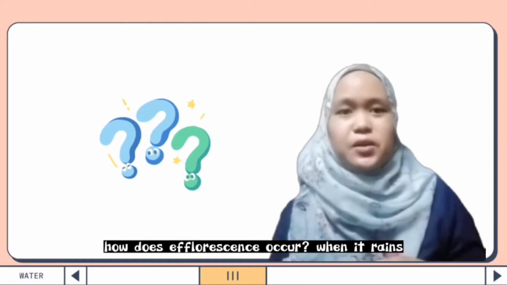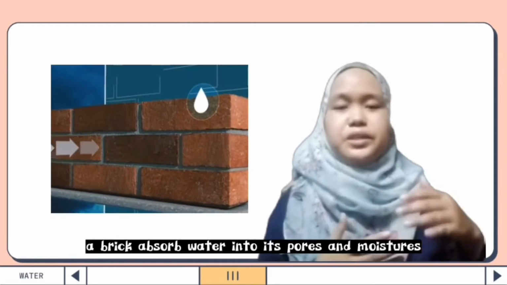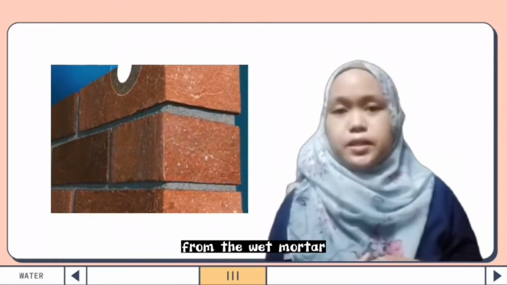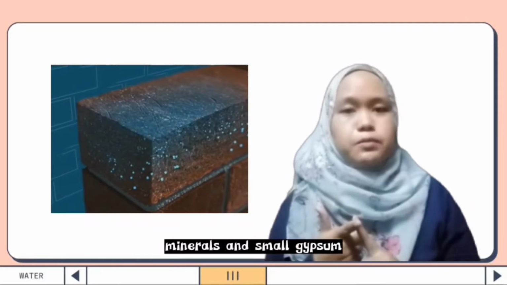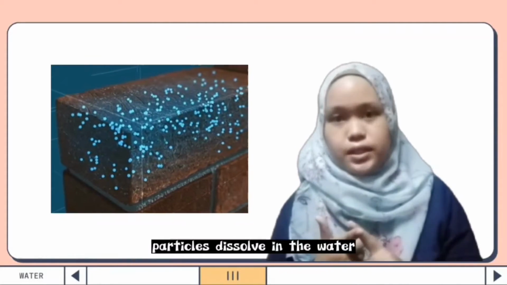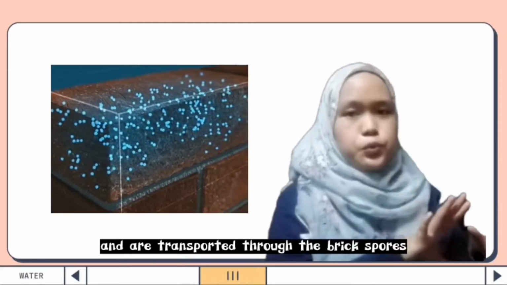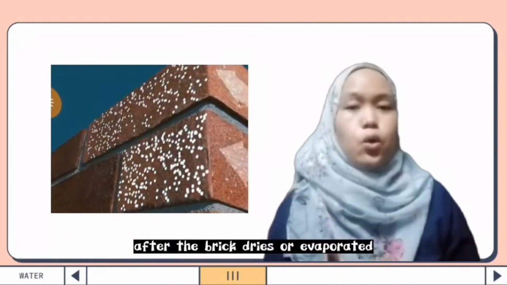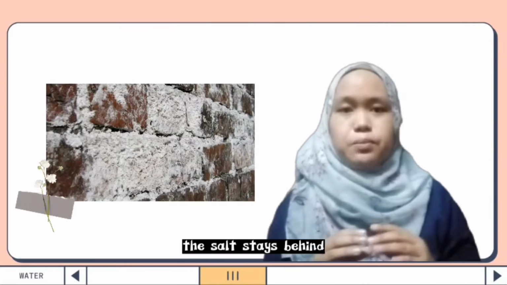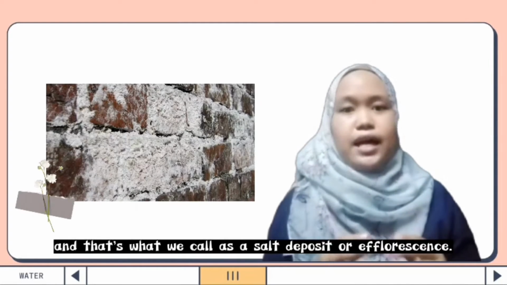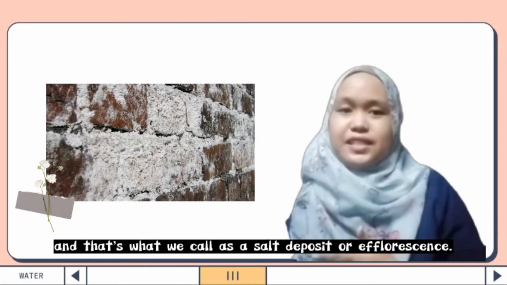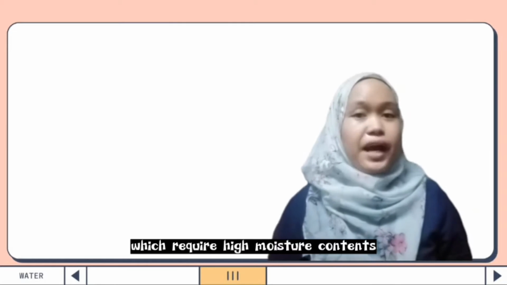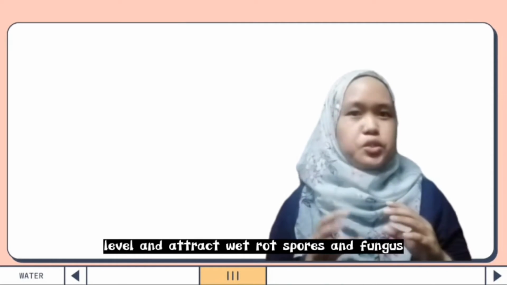How does efflorescence occur? When it rains, a brick absorbs water into its pores and moisture from the wet mortar. Minerals and small gypsum particles dissolve in the water and are transported through the brick pores as the brick dries. At this stage, after the brick dries or the water evaporates, the salt stays behind, and that's what we call salt deposits or efflorescence.